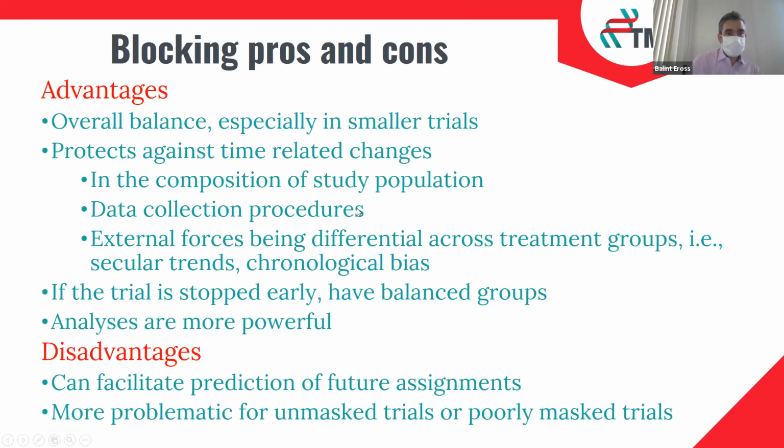So the advantage of blocking overall balance, especially in smaller trials, is that it protects against time-related changes, which means at any point in time you have the one-to-one allocation ratio. It protects against time-related changes in the data collection procedures. And if the trial is stopped early, you have balanced groups. And the analyses are therefore more powerful than with simple randomization, because we have seen that if you use simple randomization, the allocation ratio may not be desirable.